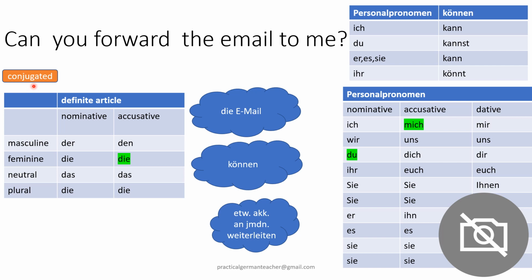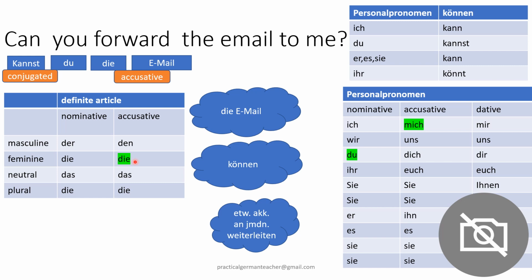Of course, because this is a question, at the very first position you will have a verb, but here we have a modal verb and a verb. So at the very first position you will have the modal verb. You have to conjugate können with respect to the subject, that is du. So it will be kannst du. Then you have the object email. Again, this will be accusative, so you have to use the accusative article, which is die. So kannst du die Email.